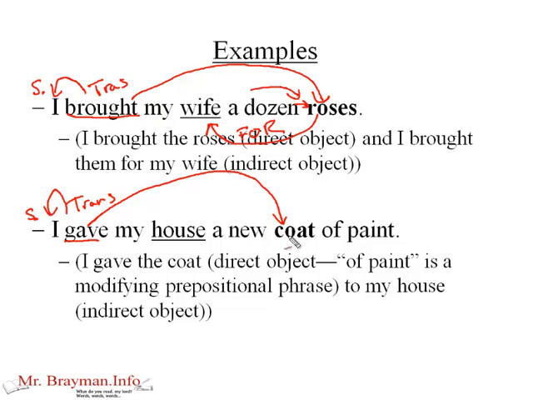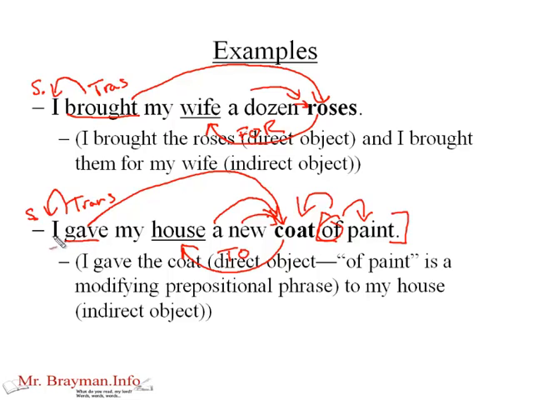To or what did I give? I gave it to my house. Okay. New modifies coat. It's an adjective. A modifies coat. It's an adjective. What's of paint doing here? Well, it's a prepositional phrase. Okay. And it's also modifying coat. It's telling, because it's not a new coat of wool. It's not a new coat of denim or a new coat of feathers. It's a new coat of paint.